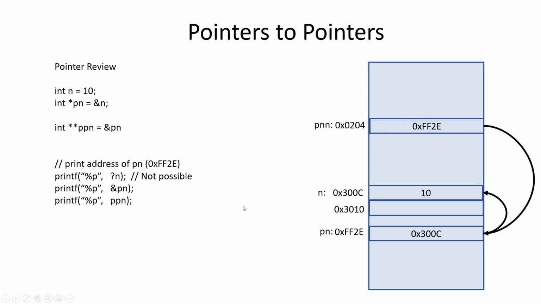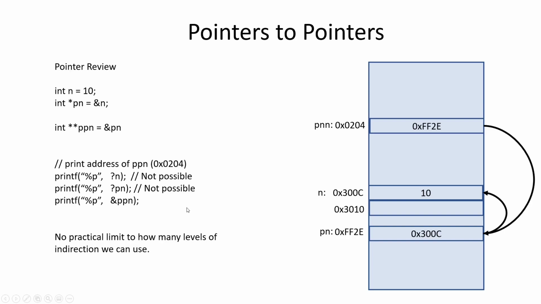And then finally, to get the address of ppn, if I ever want that, I can't do it with n, there's no connection there. I can't do it with pn, there's no backward connection that way. To print that, the only way is using the address-of ppn operator. And there's really no practical limit to how many levels of indirection we can have. I can do star, ppn, ppn, something like that, as many times as I want. But in reality, you rarely see more than 2.